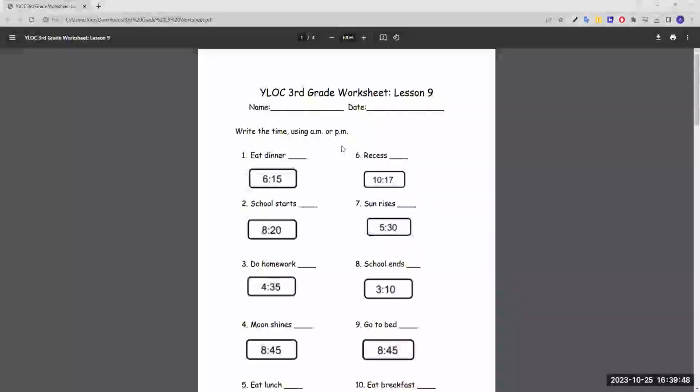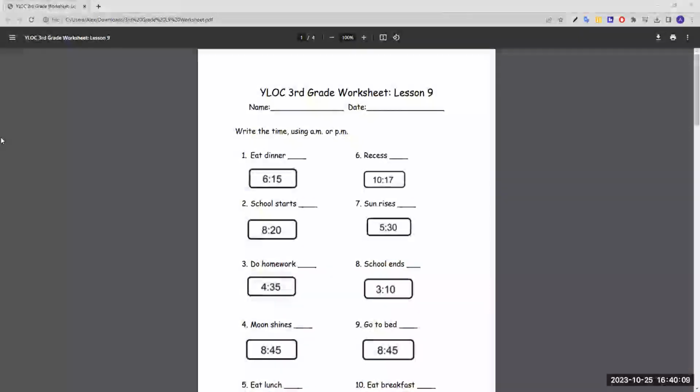Right, so we're gonna be doing third grade worksheet lesson 9. So let's start off by writing the time using AM or PM. AM basically means morning, and we would use AM when it's between midnight until just before noon. PM is like saying afternoon and evening, and we would use this when we're referring to the second part of the day.